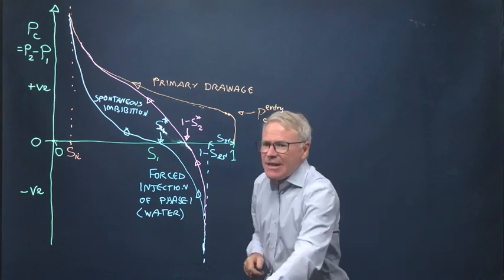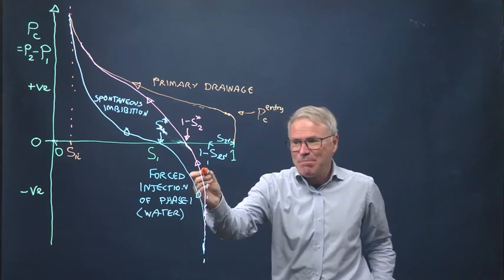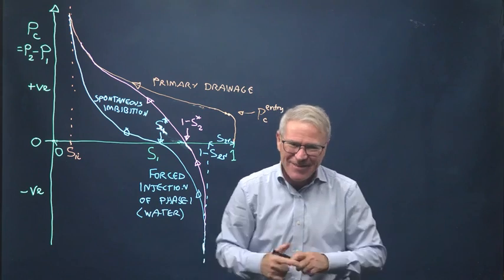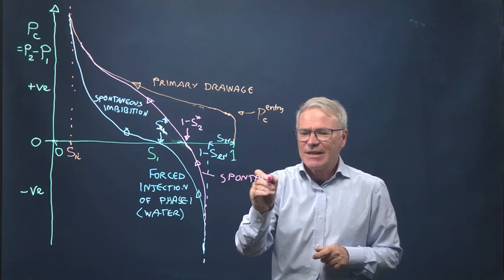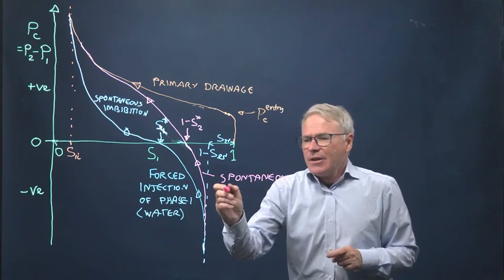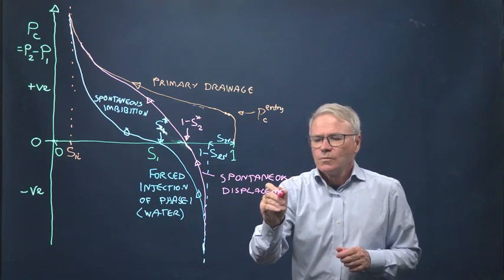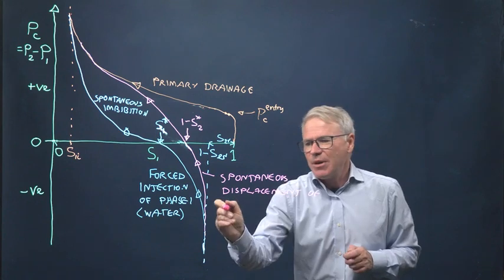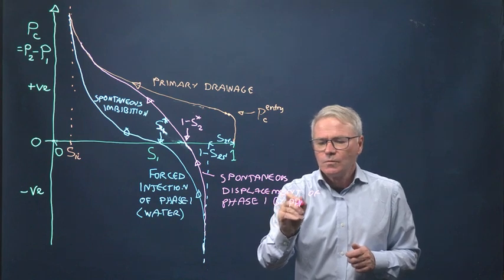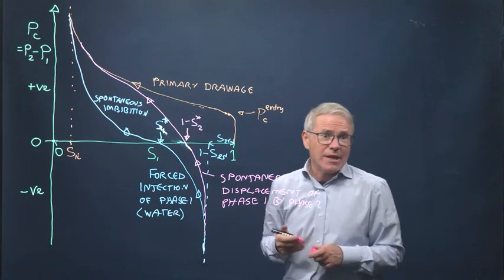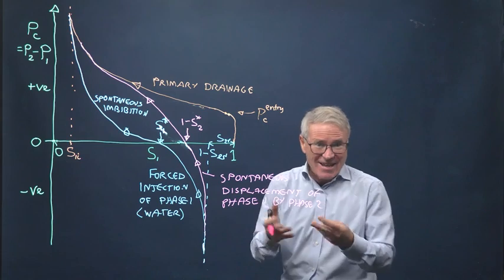Okay, then what do we call this region here? Again, this is technically imbibition, but to call it imbibition is going to be very confusing. So this we call spontaneous displacement of phase 1 by phase 2. So this is a bit clumsy. So this would be spontaneous displacement of water by oil, or spontaneous displacement of water by gas.